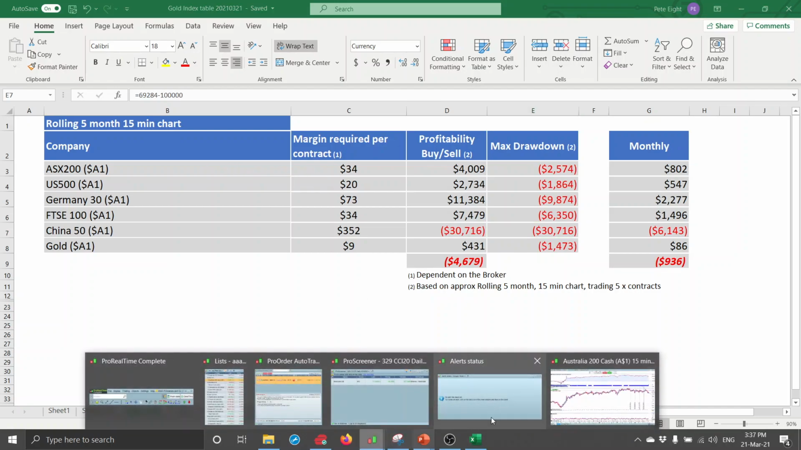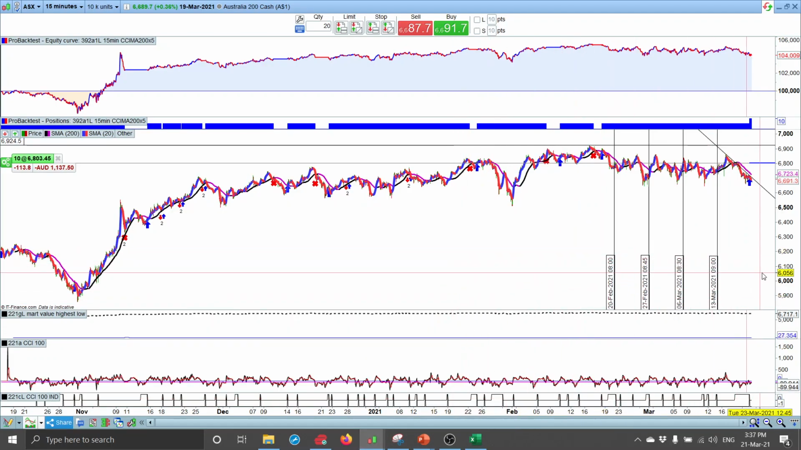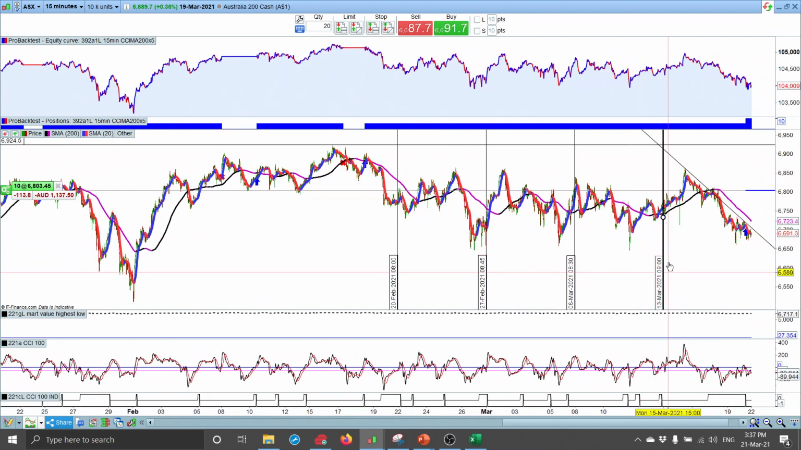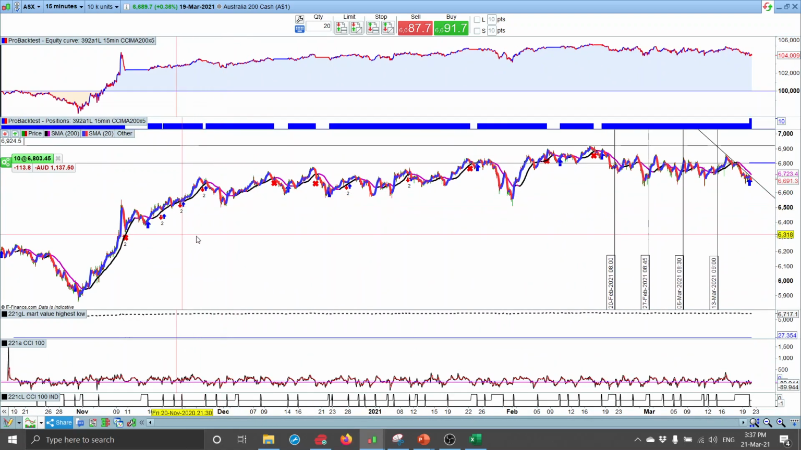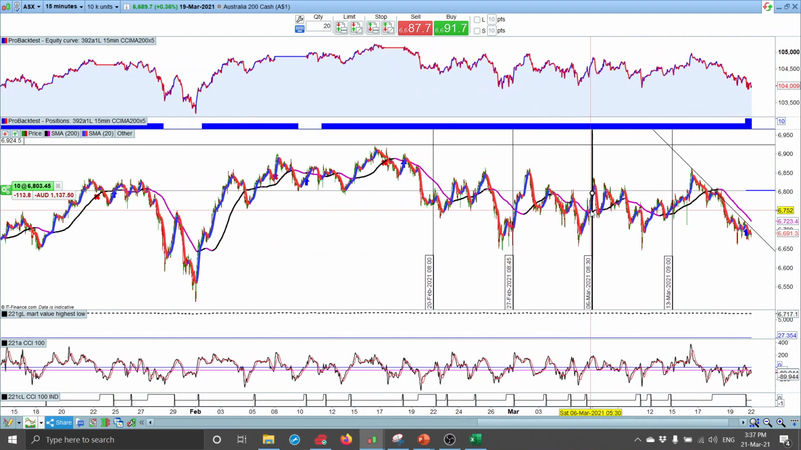So the ASX 200 this week, and you can see here each of these bars represents a weekly result. Over the last 3 or 4 weeks, the market has been consolidating from where it was previously. It was gaining quite a bit of momentum. Here we're looking at the 15-minute chart, a snapshot of roughly 5 months of data.